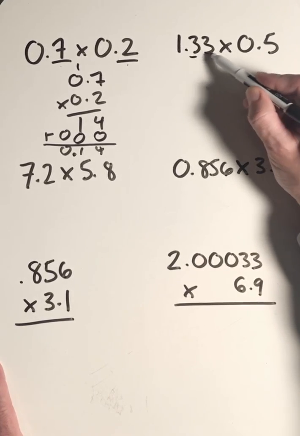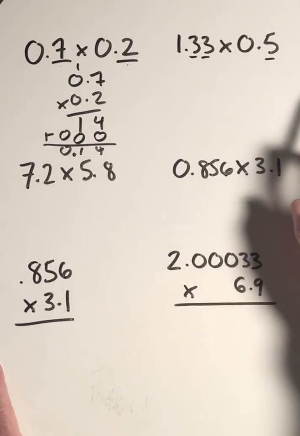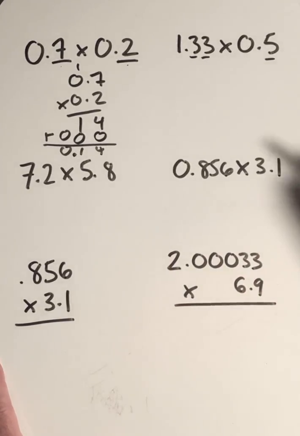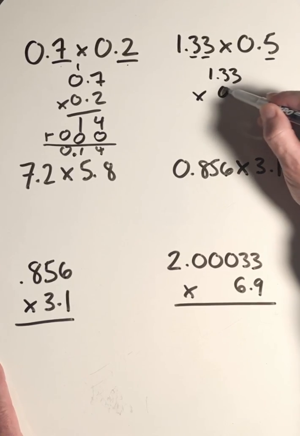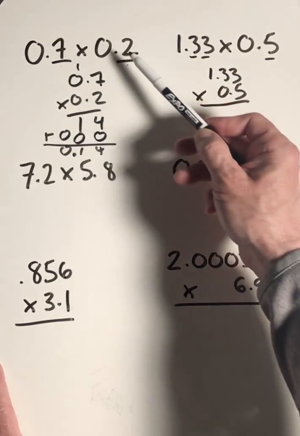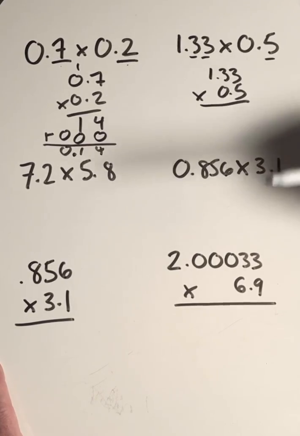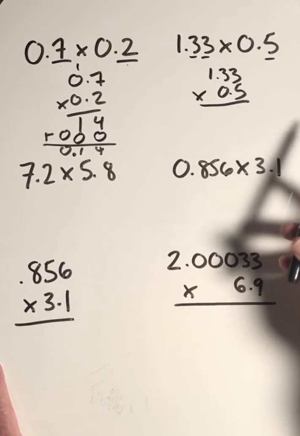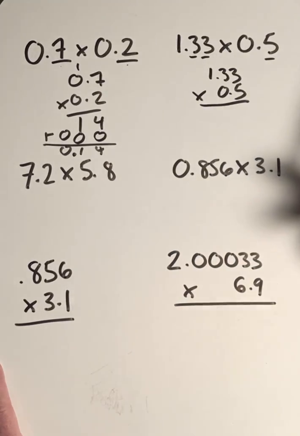Same thing here. I need to count the digits. I have 1, 2, 3. So after I do the multiplication, I need to move the decimal point so that there are 3 digits to the right of it in my final product. 1.33 times 0.5. Notice here that while in this instance, since they were both to the tenths place, the decimal points lined up, in this instance, since this has more decimals than this does, the decimal points don't line up, and that's fine. The only thing that's really going on here is that we're multiplying essentially 133 times 5 and then moving the decimal point over 3 places.